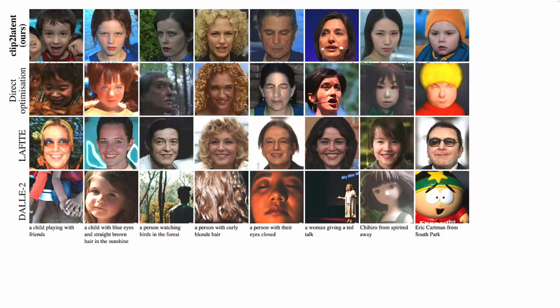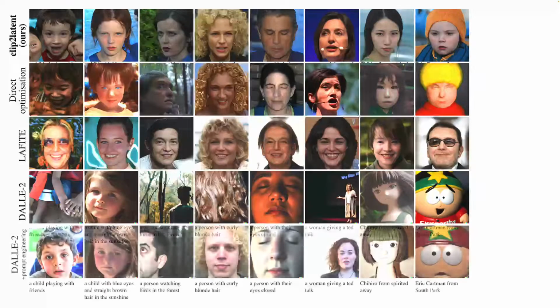So we can add some prompt engineering in order to try and produce photographic aligned images of faces, for example, for producing headshots from text labels, and we can get a lot closer to a comparison to our method. However, despite much effort in prompt engineering, it's not always straightforward to generate realistic images of faces, as can be seen from Chihiro and Eric Carbon, who are still non-human characters.